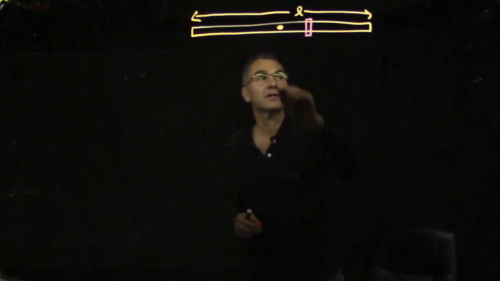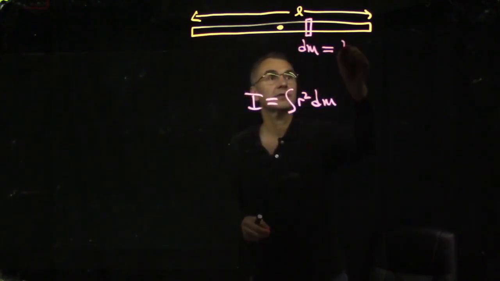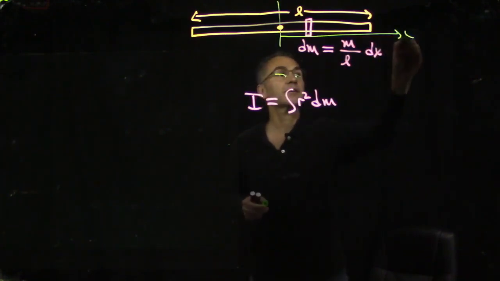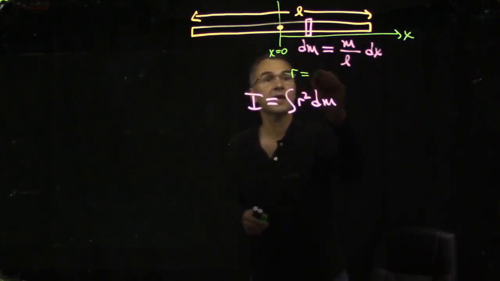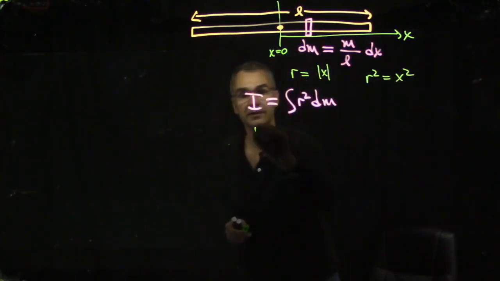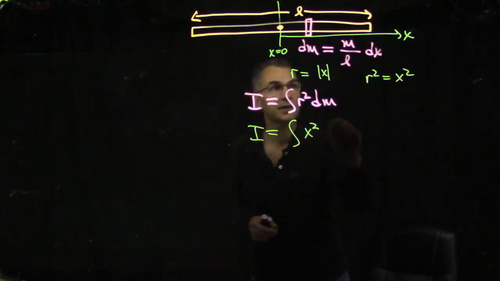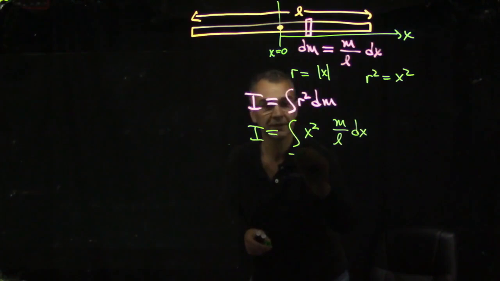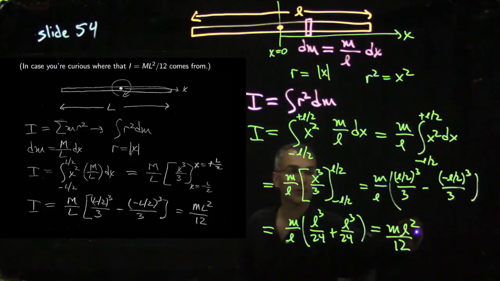By the way, if you're curious where that 1/12 ml squared comes from, we can take this rod and say, let's integrate, and we'll say this is a chunk dm, and it's going to be the total mass divided by the total length times dx. And we'll let our x-axis point this way. Here's x equals 0. So then the distance from the rotation axis is just the absolute value of x, so r squared is x squared. So then the rotational inertia is the integral of x squared, and dm is m over L dx, and we integrate from minus L over 2 to plus L over 2. And there we are, ml squared over 12.